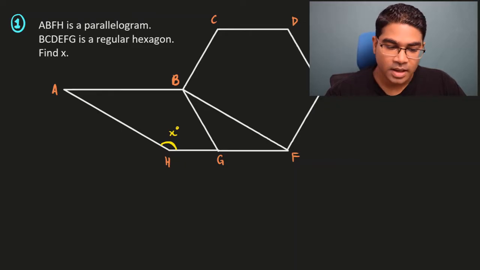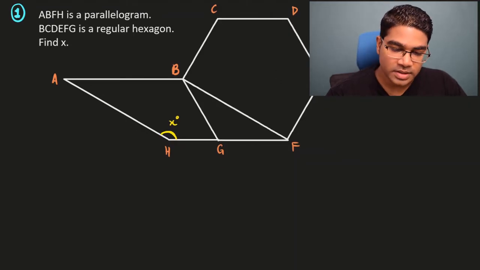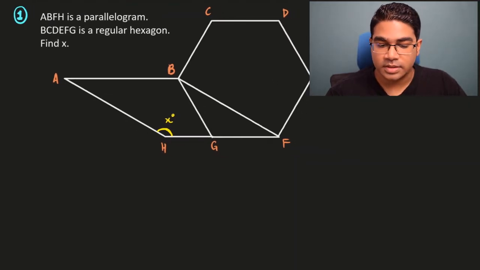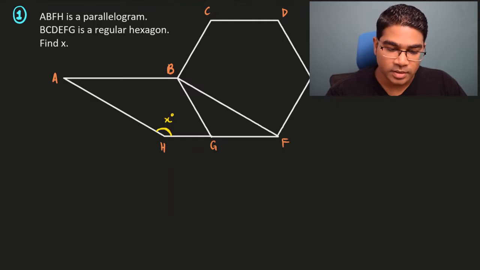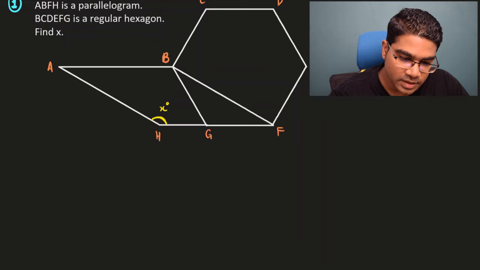Find X. Whenever we have regular polygons, the first thing that you should be thinking about is the internal angle as well as the external angle. That information is immediately available to us. We can calculate it straight away. So we see the hexagon has 6 sides. So let's look at the internal angle.